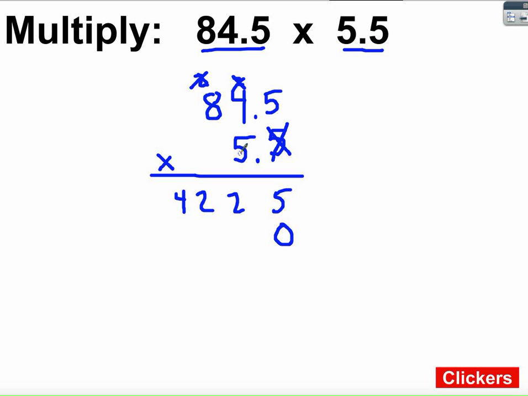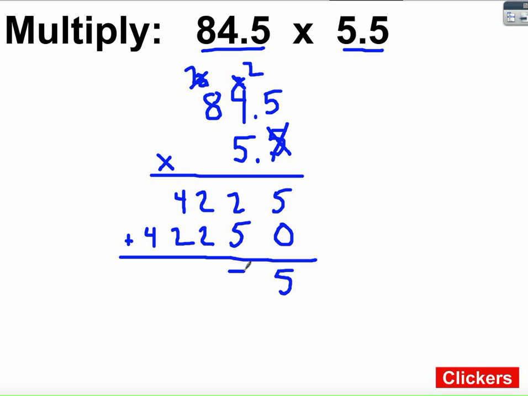And then we multiply by the tens, or in this case the ones. 5 times 5 is 25. 5 times 4 is 20, plus 2 is 22. And 5 times 8 is 40, plus 2 is 42. And then we add them up. Okay, so multiplying is no different than when we multiplied whole numbers. It's exactly the same. So the big thing to remember is your X's and O's, so don't forget your zeros.